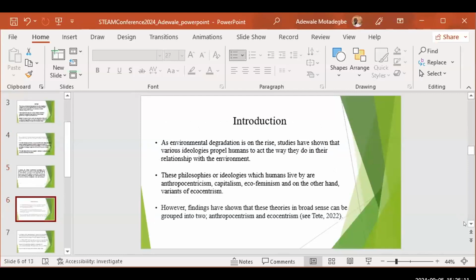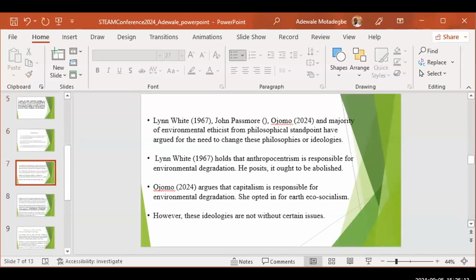In the introduction, I have established that environmental degradation is rising. There are several theories that have been put together to remedy this issue. However, in the broad sense, they can be grouped as anthropocentrism and ecocentrism. Those who argue against anthropocentrism are of the opinion that man is the major cause, because the anthropocentric conception holds that man is the major force in this world.